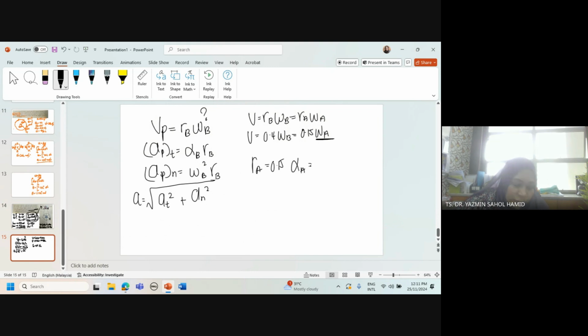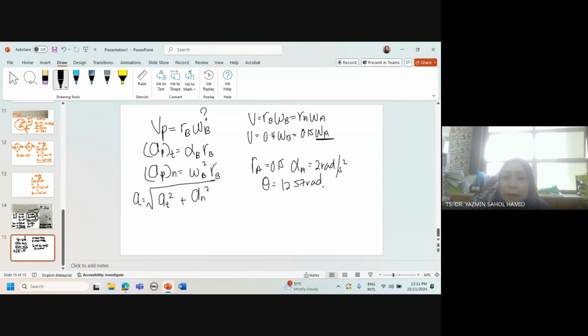Alpha A, saya ulang balik kat sini. Alpha A dia bagi 2 radian per second squared. And then dia also bagi theta. Theta sama dengan 12, berapa kira tadi? 12.57 radian. Okay.